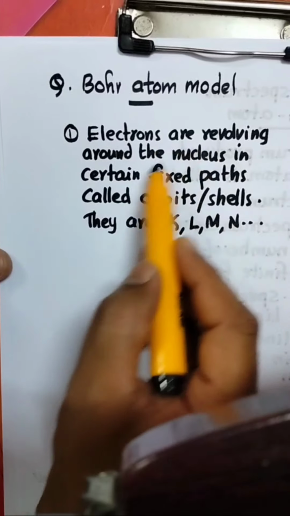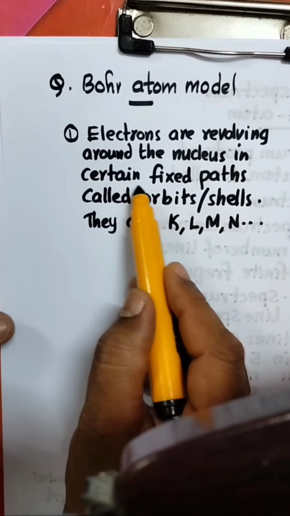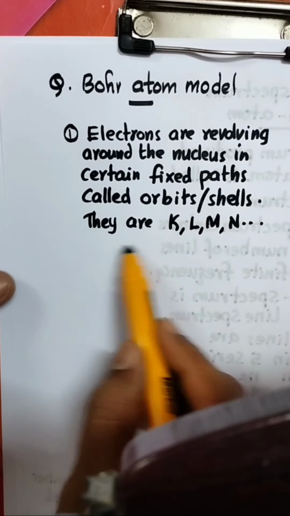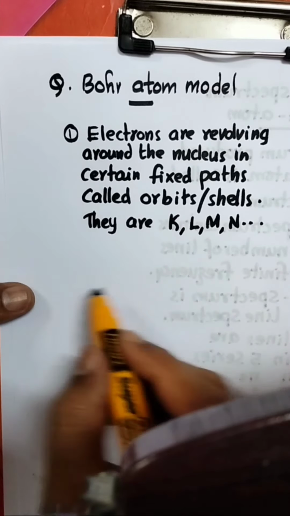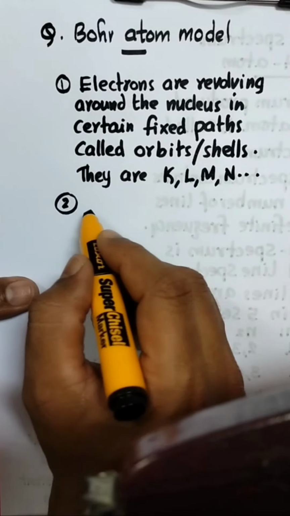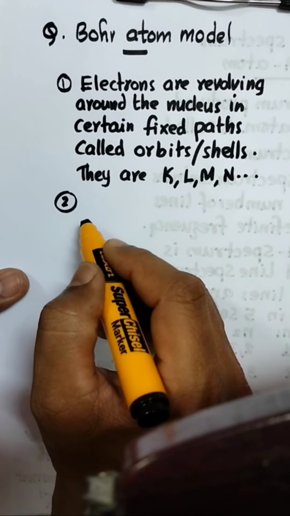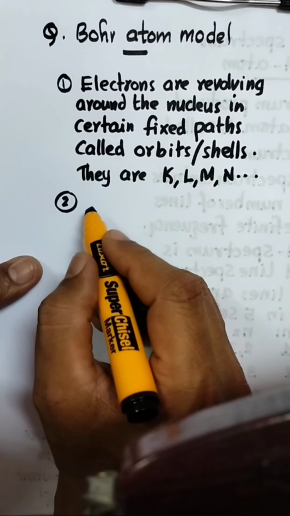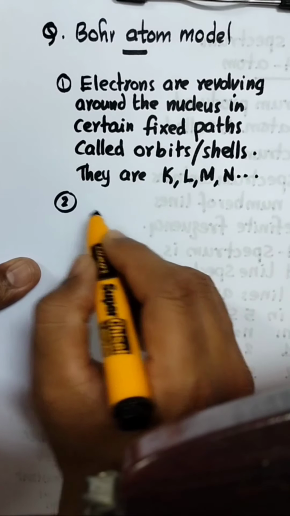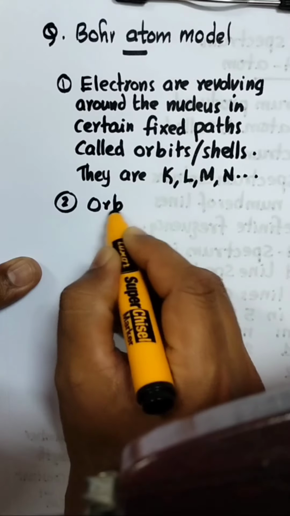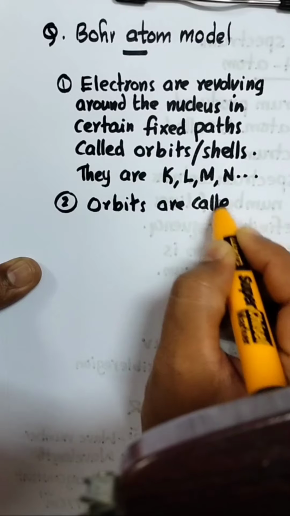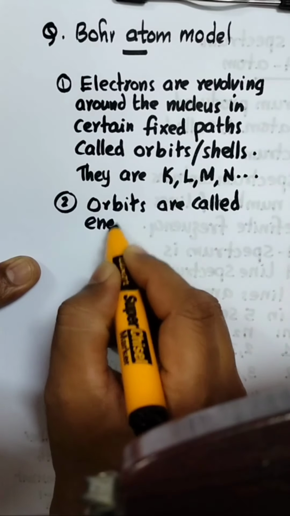Negatively charged electrons are revolving around the nucleus with very high speed in certain fixed paths, and the paths are called orbits or shells. These paths are K, L, M, N, etc. Second point, when electrons are in a particular orbit, there is no loss or gain of energy. So, orbits are called energy levels. Why?